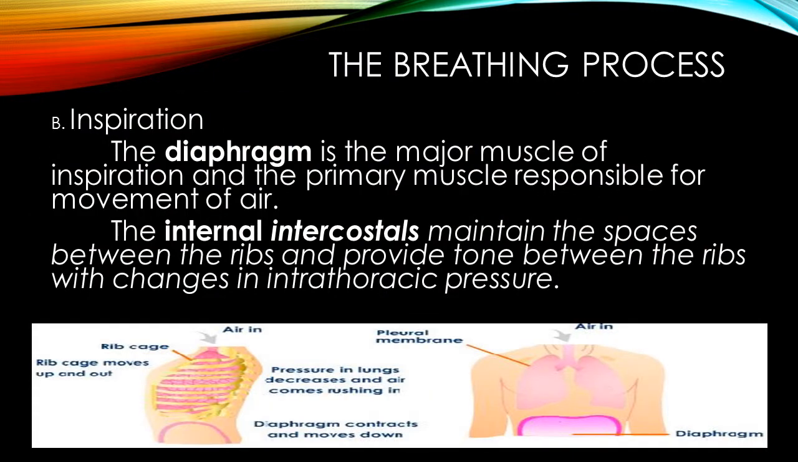Inspiration. The diaphragm is the major muscle of inspiration and the primary muscle responsible for movement of air. It increases the capacity of the thoracic cage as it moves caudally as it contracts. The internal intercostals maintain the spaces between the ribs and provide tone between the ribs with changes in intrathoracic pressure. During inspiration, the external intercostals also lift the ribs and increase the dimensions of the thoracic cavity in anteroposterior and transverse directions.